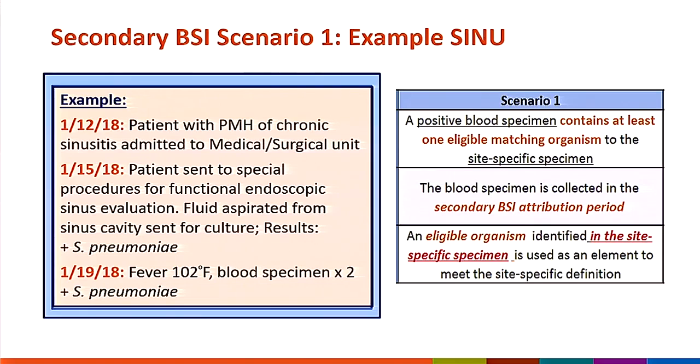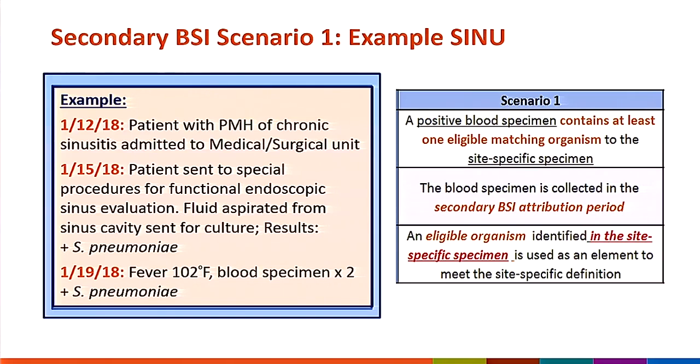So let's look at another example. We have a patient that was admitted, and this actually speaks to this point, a patient that was admitted on the 12th of January with a chronic history of sinusitis, submitted to the medical surgical unit. And on the 15th, the patient is sent to special procedures unit for functional endoscopic sinus evaluation, and they aspirate fluid from the sinus cavity and send it for culture, and the results are that it's positive for strep pneumoniae.